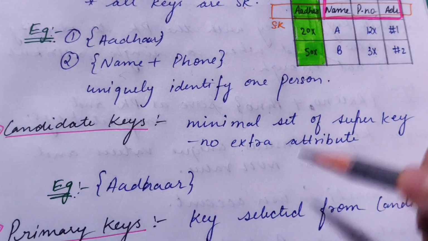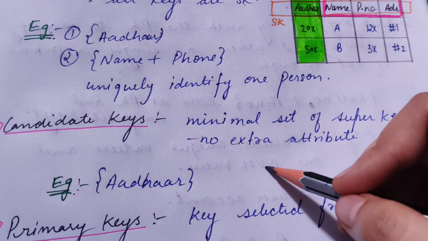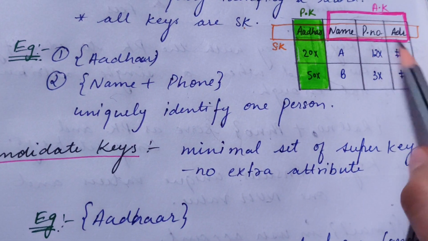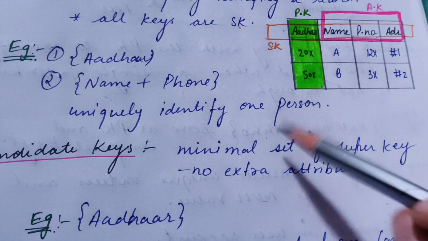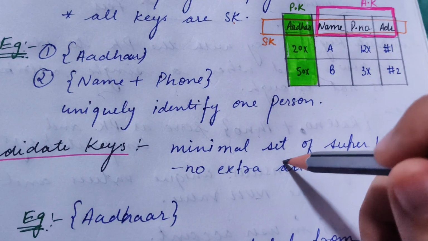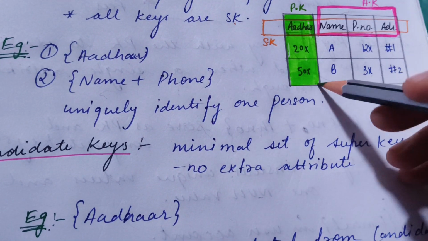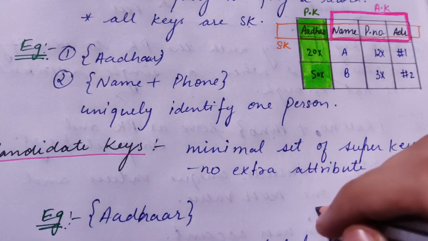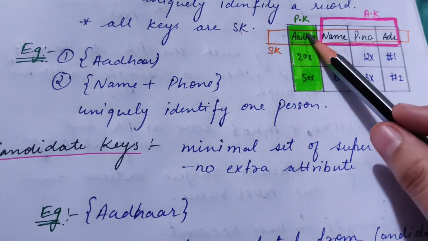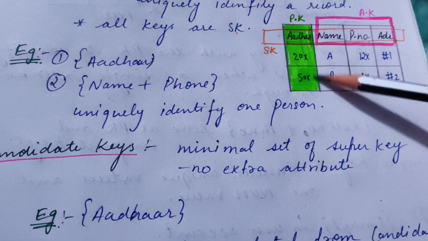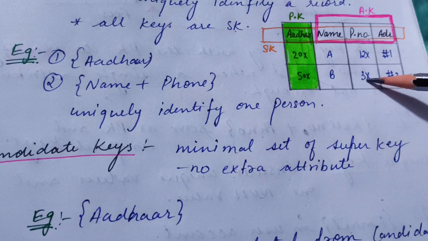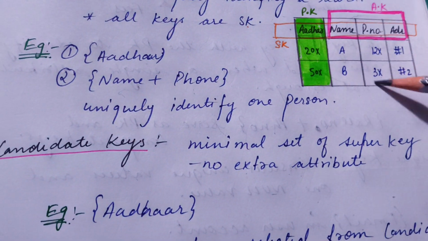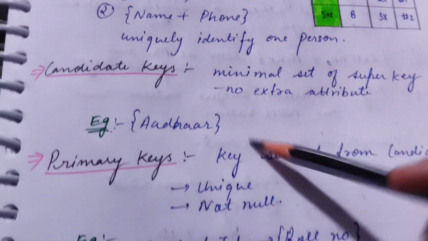What does this mean? It means that we have identified super keys of all the columns, right? So the minimal set that identifies each record uniquely is known as candidate keys. For example, Aadhaar card may be unique for all the persons, phone number may be unique for all the persons. So Aadhaar card and phone number are the candidate keys. Okay.